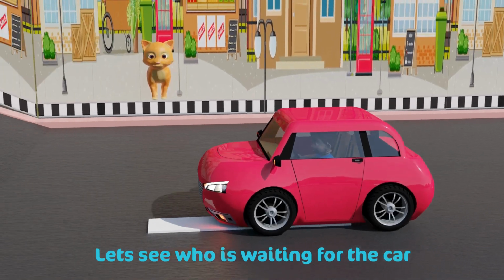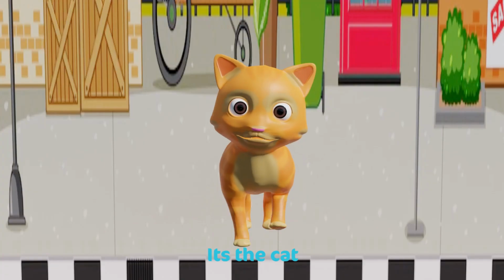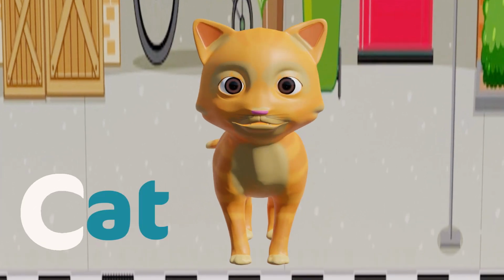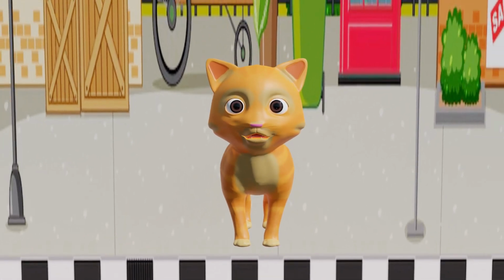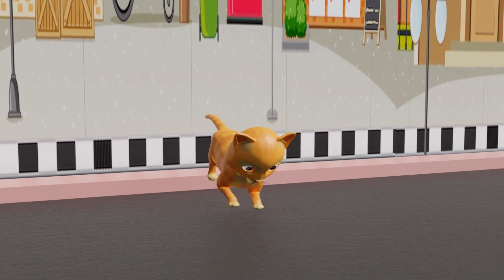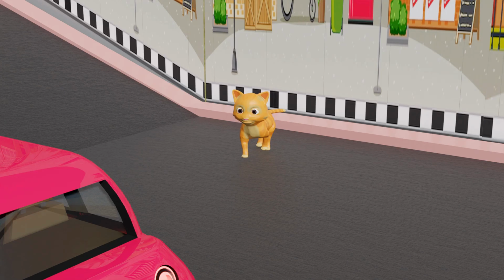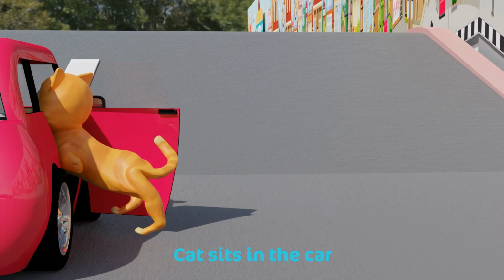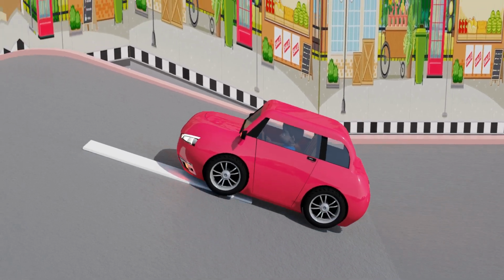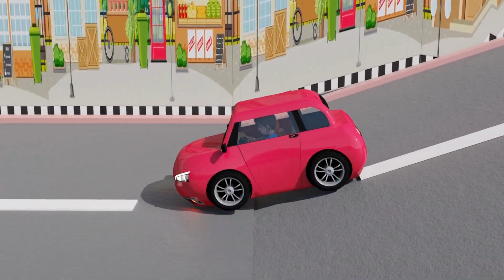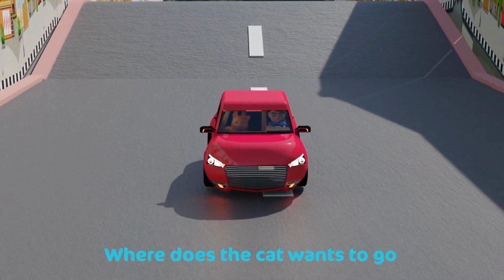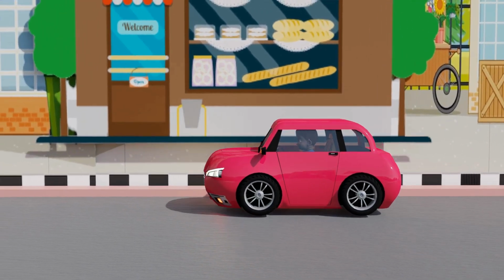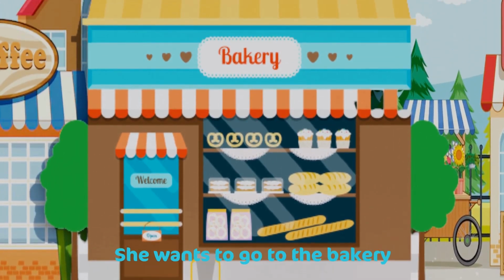Let's see who is waiting for the car. It's the cat. Cat starts with the letter C. She sits in the car. Where does the cat want to go? She wants to go to the bakery.